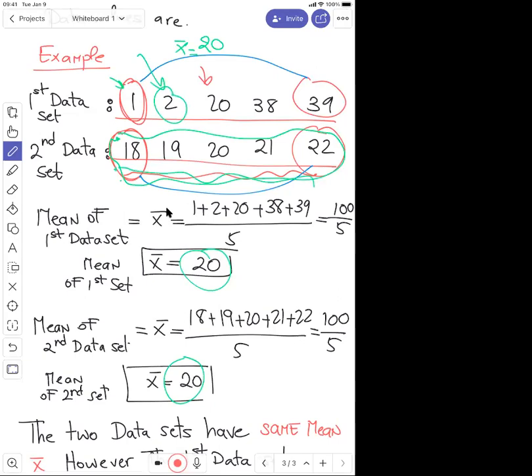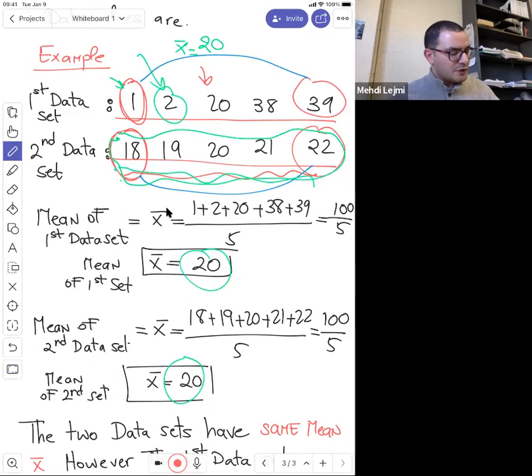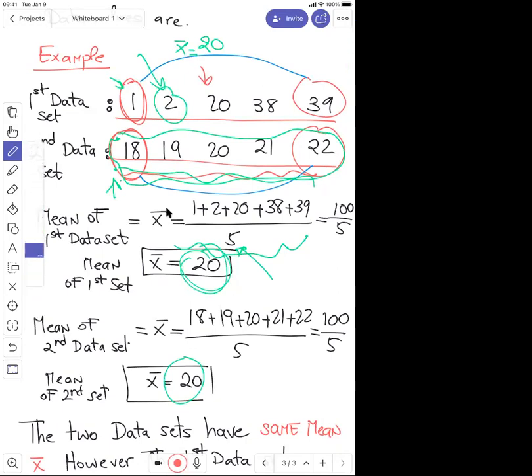The mean is 20 because that's what we computed, right? We know how to compute the mean. The mean is the sum of all data values divided by the number of data values. That's our formula for the mean. In both cases, the mean is 20. When we do 1 plus 2 plus 20 plus 38 plus 39 divided by 5, because we have 5 numbers, we got 20. And the same thing for the second data set. So after you compute the mean, I'm measuring the variation.